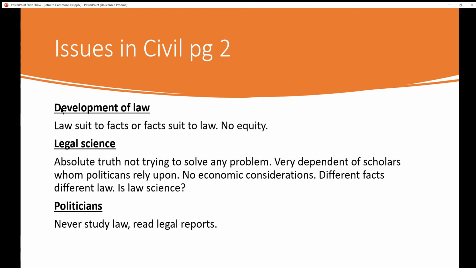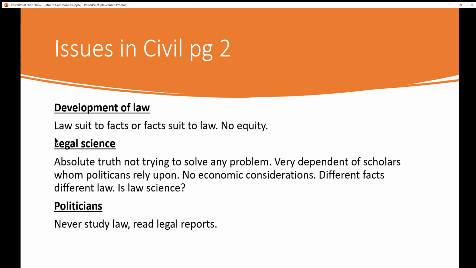And in order to develop the law, in common law the law suits the facts. For civil law, the facts will suit the law. Because the law doesn't cover your facts, you have to try to modify your facts to link it with the law, right? Whereas in common law, you try to make the law suitable to your facts, right? And in civil law, you got no equity, so you got no things called justice or fairness. You don't have such a concept.